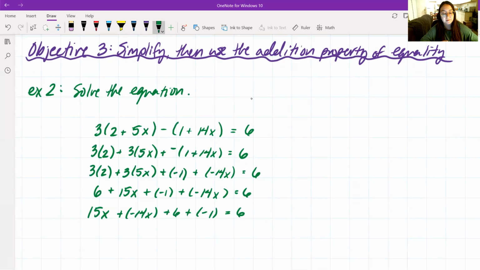So let's simplify. 15x plus negative 14x is going to end up giving us 1x, or positive 1x. Then 6 plus negative 1 is the same as saying 6 minus 1, which is equal to 5. So now we have that x plus 5 is equal to 6, and we have a pretty simplified equation. We just want to solve for x, so let's subtract 5 from both sides.